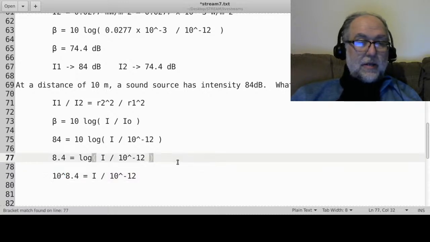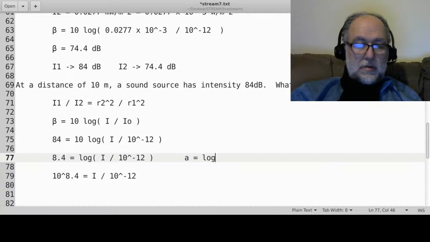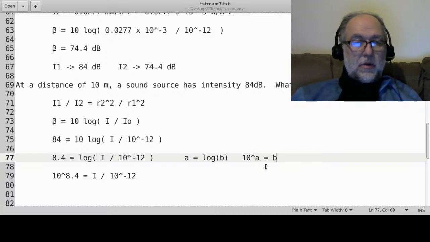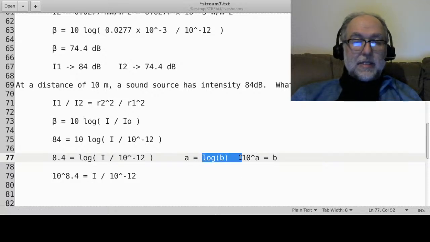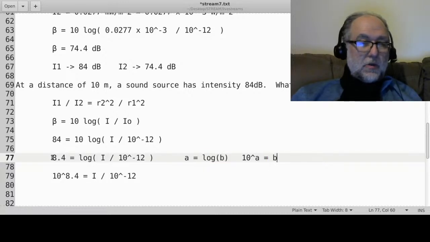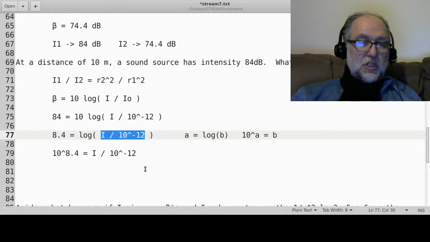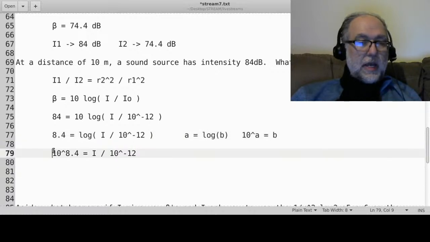So, I'll do it on the side here. If you have that a is equal to log b, then you can write on the next line 10 to the exponent a is equal to b. Okay, so you see what I did there? On this side I exponentiated, so not a but 10 to the a, and on this side it would be 10 to the log b, but 10 and log kind of undo one another, and you just get b by itself. And that's what I did here. So instead of 8.4, 10 to the 8.4, and the log goes away because the exponentiation inverts it.